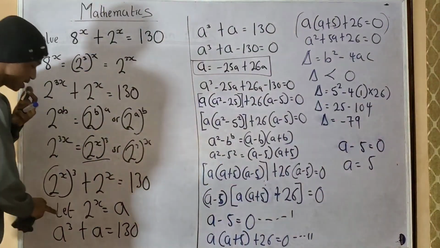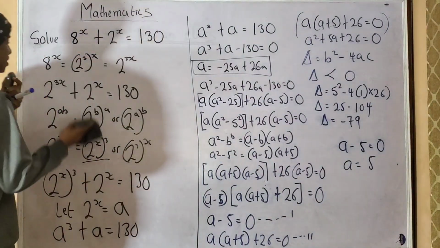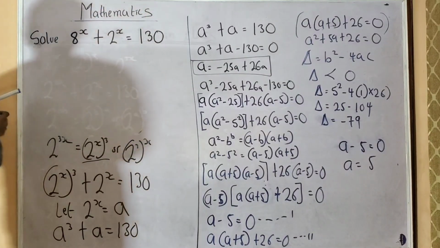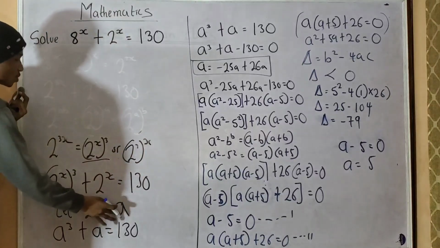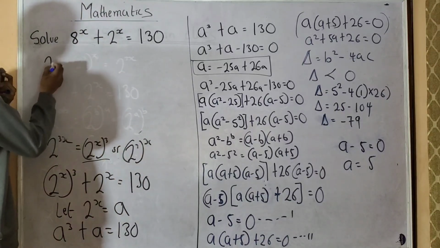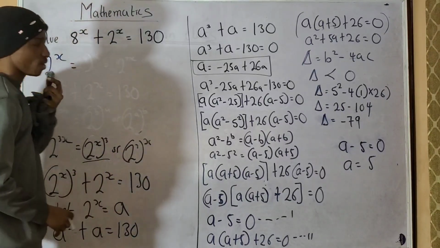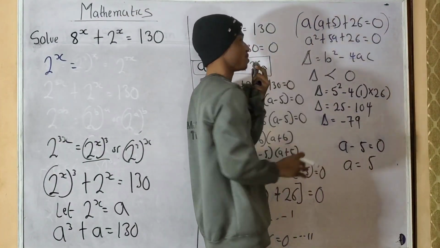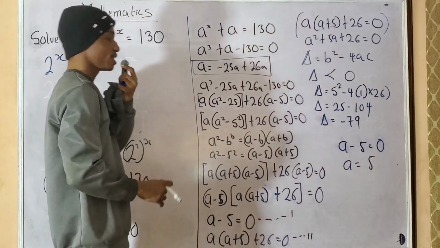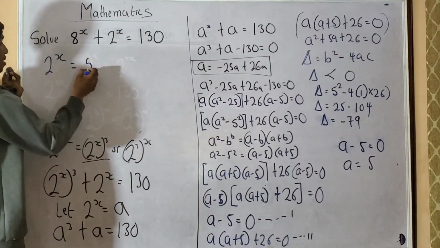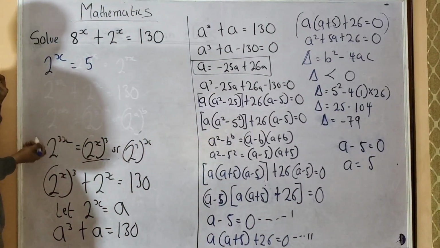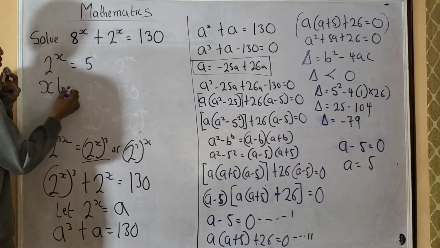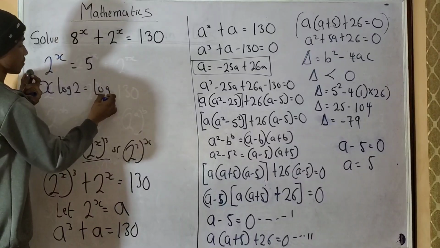Do you know we said let 2 raised to the power of x equals to a? Let me erase this. Don't forget 2 raised to the power of x equals to a. So I'm going to have 2 raised to the power of x equals to, now the value of a here is what? 5. The reason why we cannot make use of the value of a here is because it is a complex solution. Are you getting it? So I'm going to have 5 here. Now, to get the value of x, I will take the logarithm of both sides. So I'm going to have x log 2 is equals to log 5.